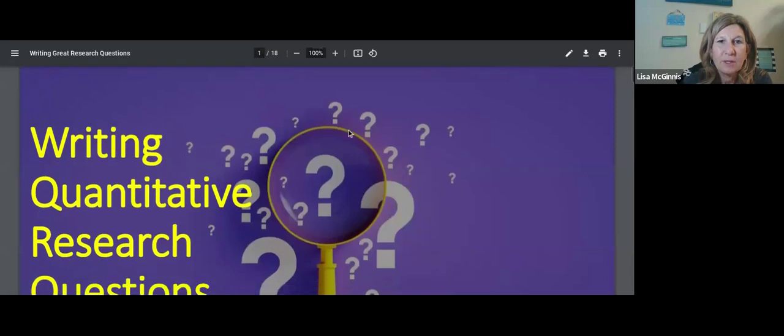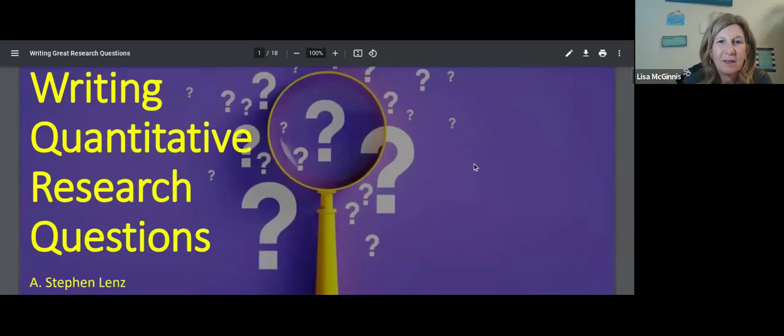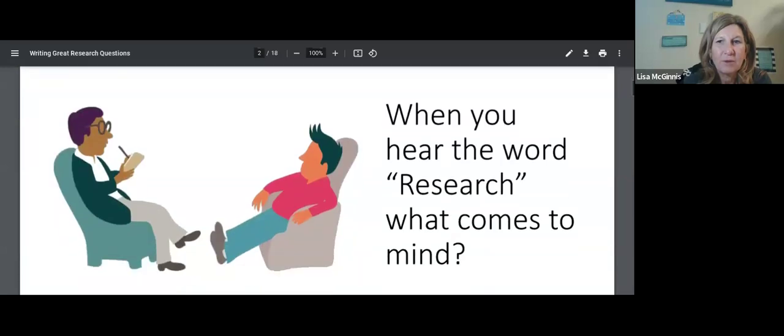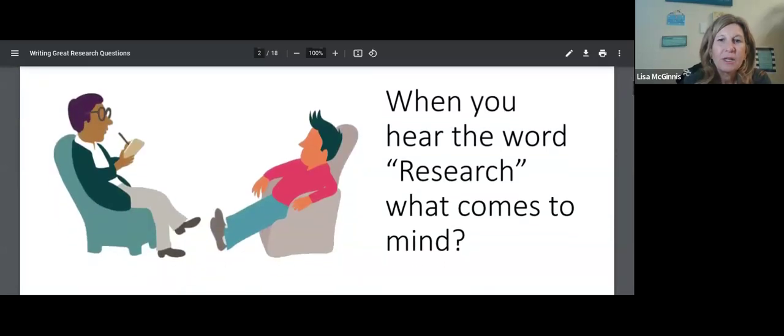Specifically talking about how to write a good research question. And I need to give credit, so I want to thank Dr. Lenz for sharing this information with us. So, when we talked about this last week, when we think about research, what do we think of?